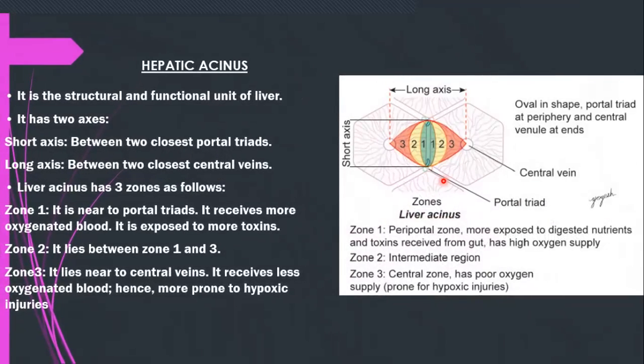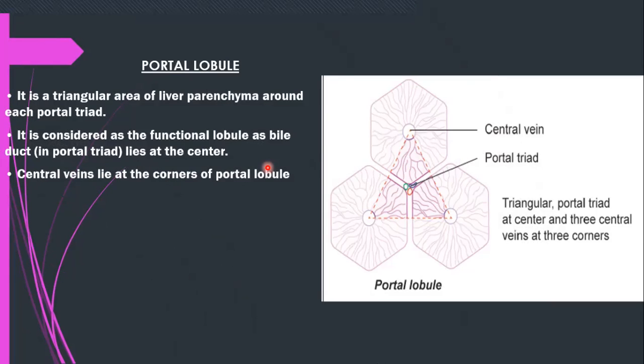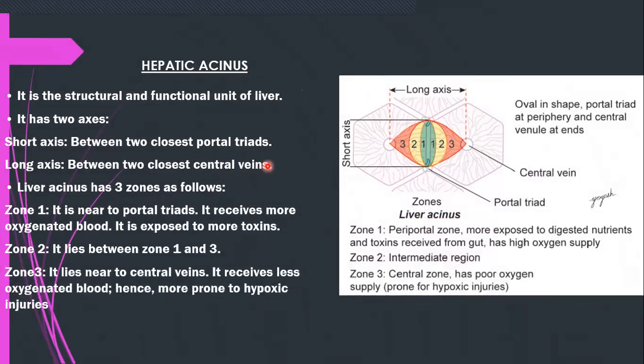Okay. Then we have the hepatic sinus of Rappaport. Please remember this. Let me go back: the portal lobule is the functional lobule. But the structural and functional unit of the liver is the hepatic sinus of Rappaport. Please remember that. And it has 2 axes, a short axis and a long axis. This is the short axis and this is the long axis. The short axis is the one that lies between the 2 closest portal triads, okay, here and here. Then the long axis lies between the 2 closest central veins.